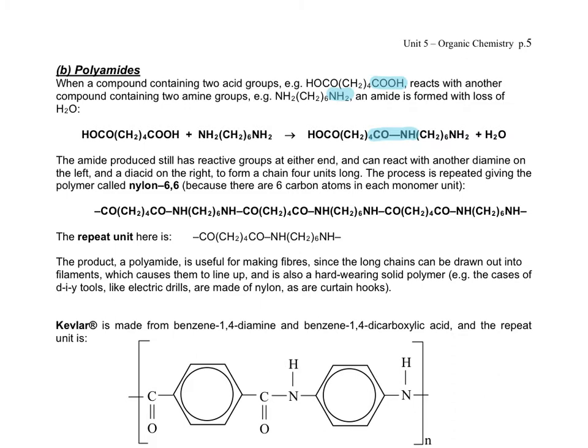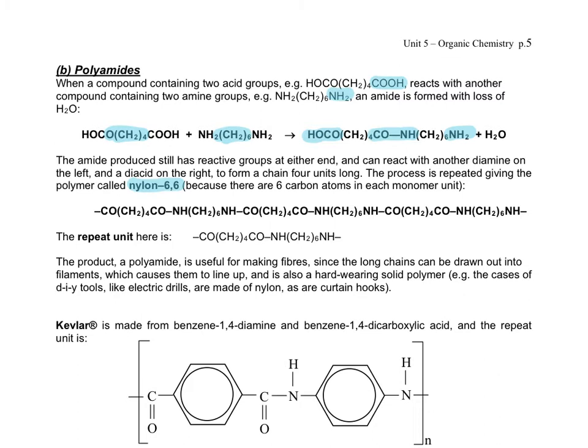This reaction can then carry on because you've still got the NH2 on the end of one molecule and you've got the COOH on the other end. And so you can then repeat this reaction, and that's how you form a longer chain. In this particular example, where you've got the 6 CH2 groups in between your 2 amine groups, and where you've got 4 CH2 groups in between your 2 carboxylic acids, this forms something called nylon 6,6. We call it 6,6 because there's 6 carbons in your dicarboxylic acid, and there's 6 carbons in your diamine as well.